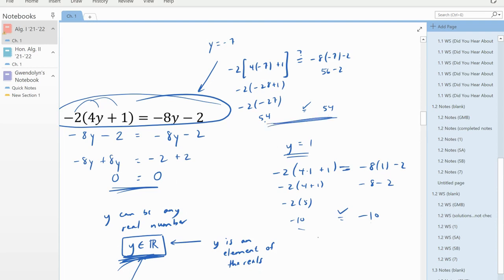But remember, an equation is a statement of fact. -10 does equal -10. 54 does equal 54. I don't care what number you pick. No matter what you plug into that, that will turn out to be a true statement, because every single real number in the world makes it true. Okay?